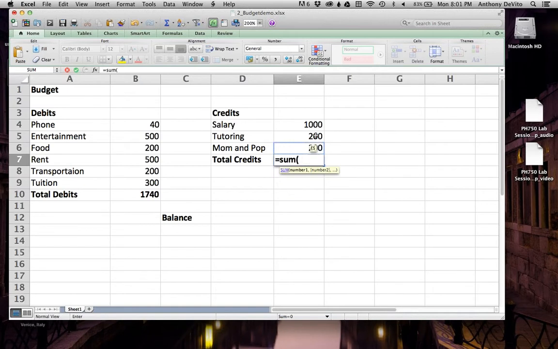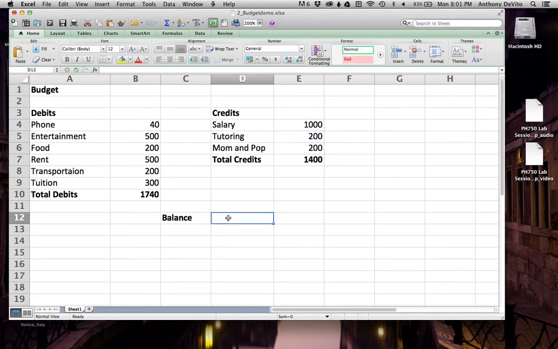Sum and the total there. Obviously, we've got a problem because our balance is equal to the amount of money that we're making minus the amount of money that we're spending. And we can see that's not very sustainable, right?